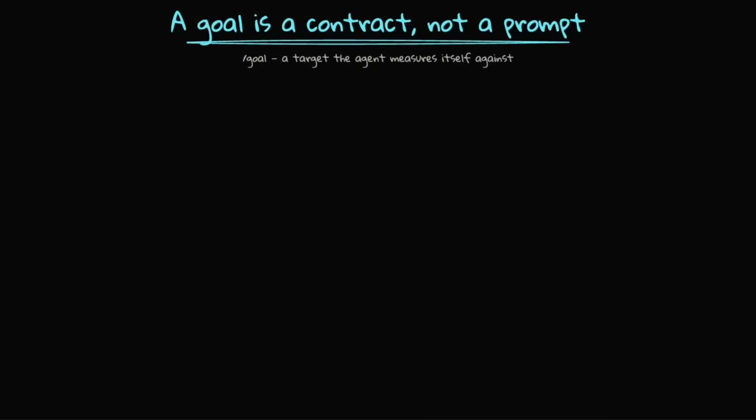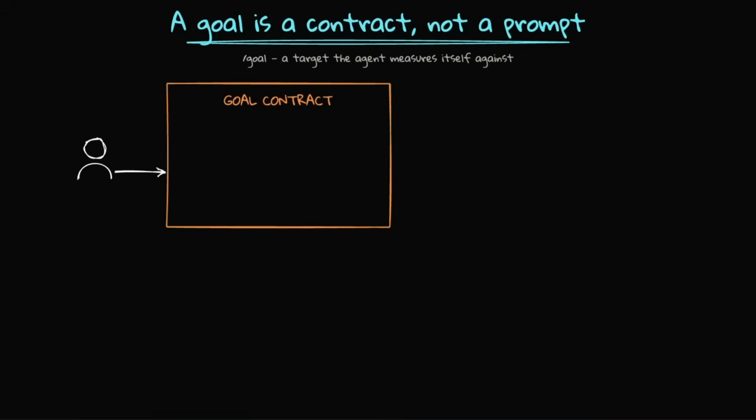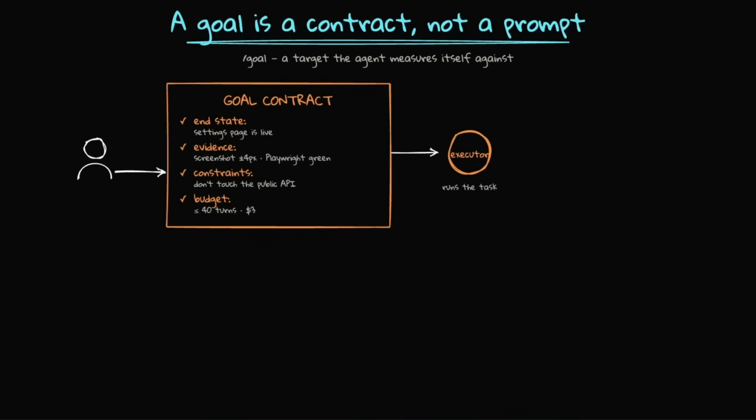So if you're designing a long-running agent, the first component that you need to think about is the goal. Now, the key principle here is that the goal is more than a prompt. It's really a contract between you and the agent. So instead of telling it what to do step by step, you define the end state, what done actually looks like. You need to define the clear success criteria, the constraints it cannot break, and a budget for how much it can spend. Now, based on this goal, the agent goes and does the work. But the main idea is that now it has something really concrete to measure itself against.